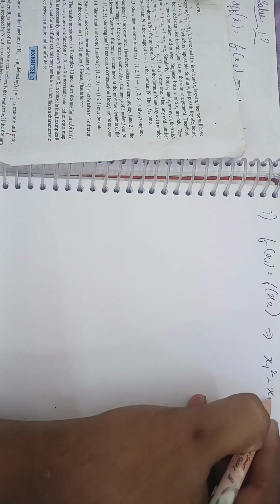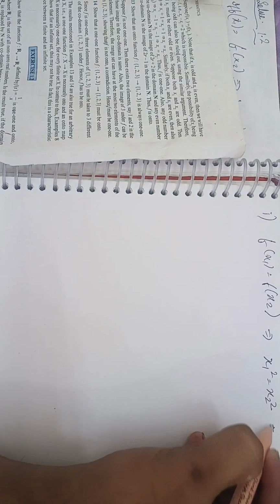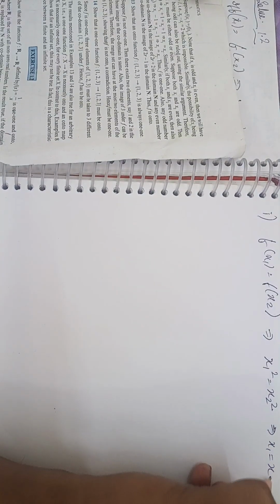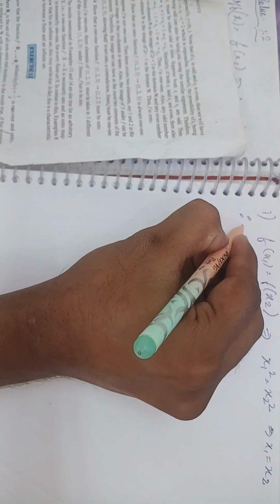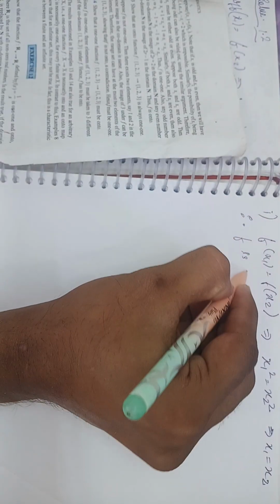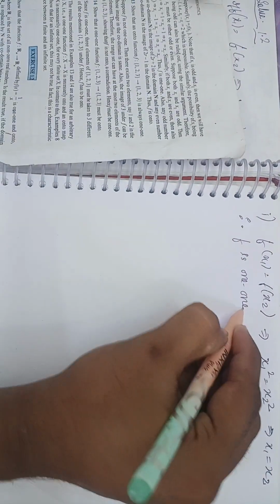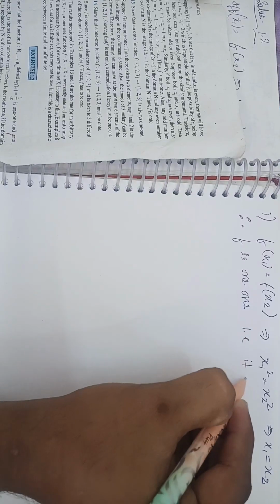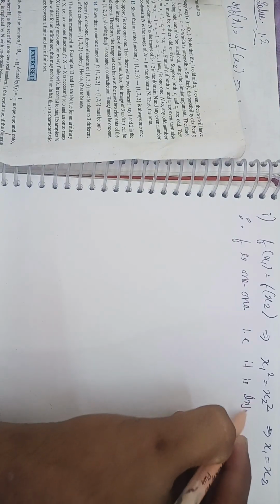x1² = x2², so x1 = x2. Therefore f is one-one, that is, it is injective.